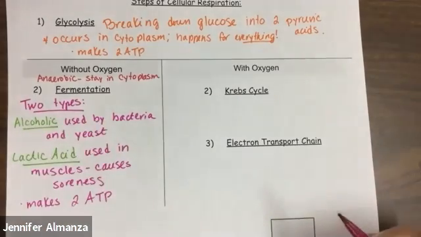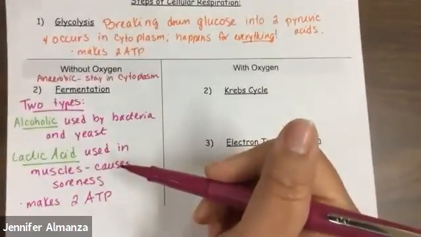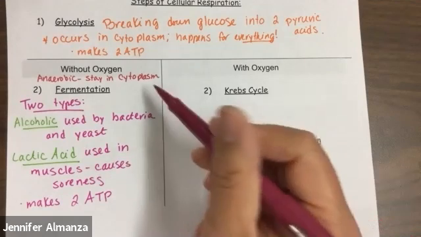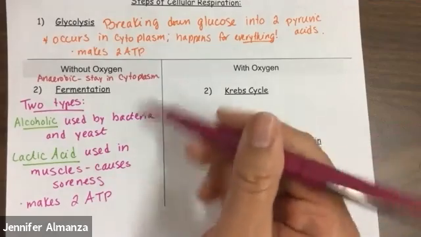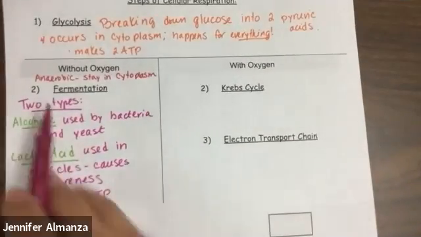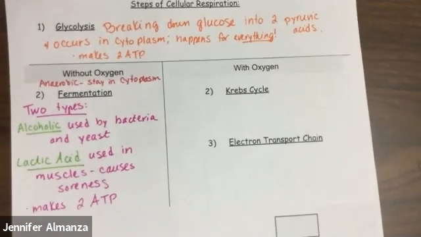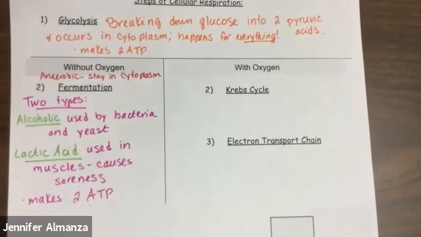Okay, so now total, if we're doing anaerobic respiration, we get 4 ATP from one glucose molecule. We have 2 from glycolysis and 2 from fermentation. So without oxygen, not very efficient. Anaerobic respiration is only going to give you 4 ATP. So let's go ahead and go over with oxygen, what that is.